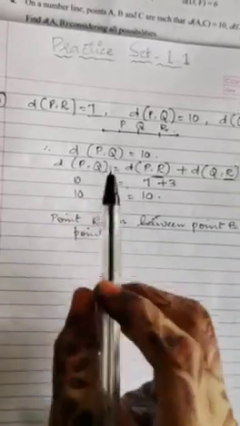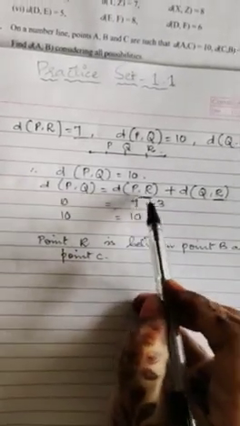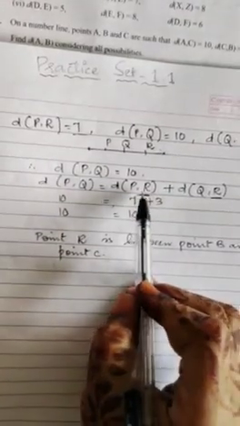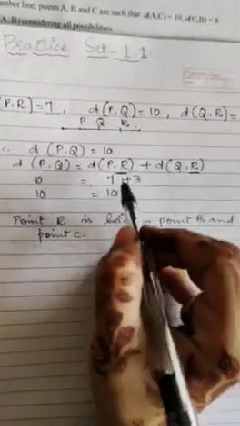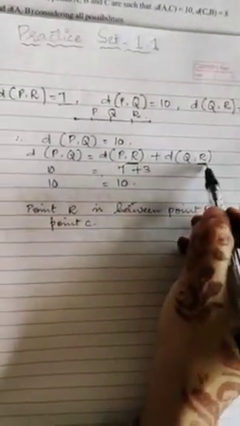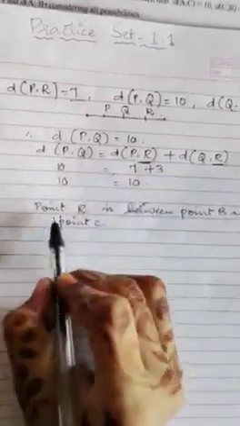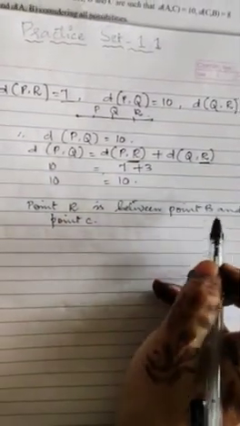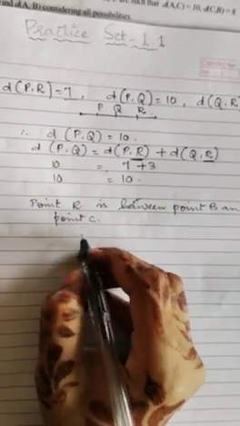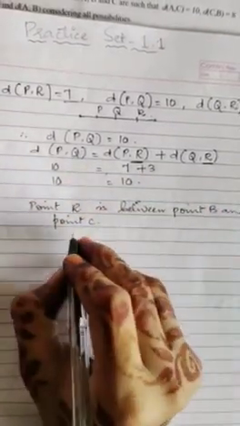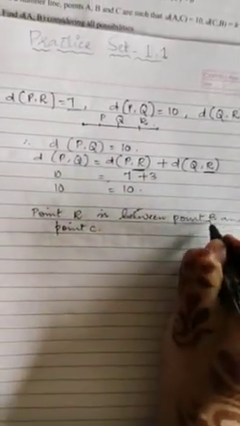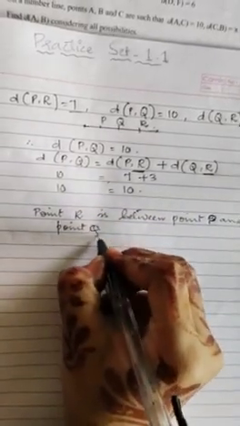It means what? Can you see that? This is PQ, PR and QR. Here which point do you get common? Point R. Point R is common in both. It means point R is between point P and point Q. Like this we have to find the between point.